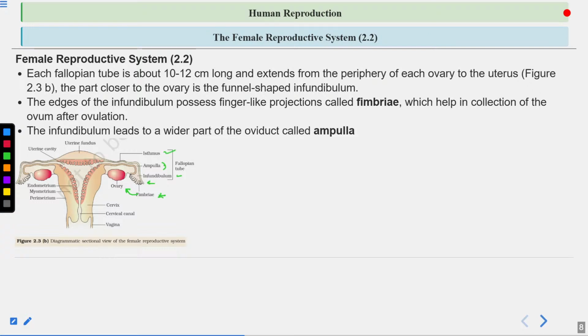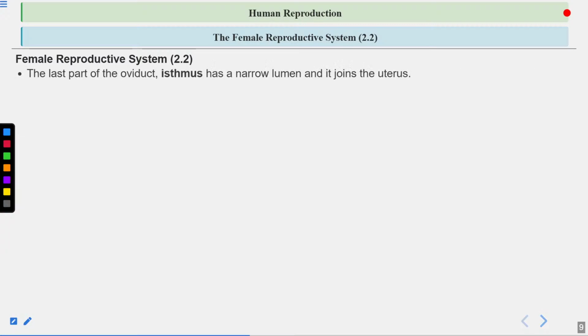The next part is the isthmus. This isthmus has a narrow lumen and it connects to the uterus. Now the last part of the oviduct or the fallopian tube is known as the isthmus, and this isthmus has a narrow lumen and it joins the uterus. The fallopian tube, you can say, leads to the uterus.